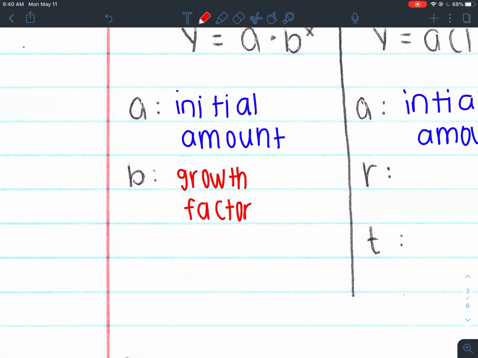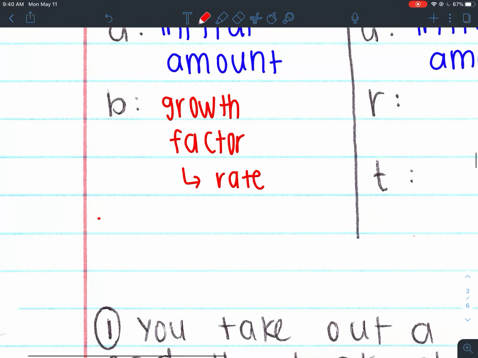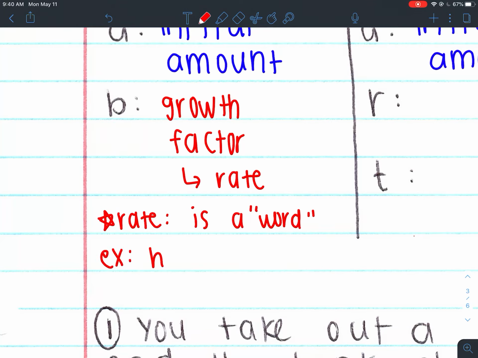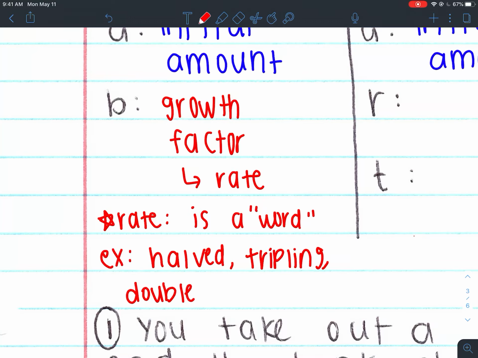When we're writing word problems, your growth factor is also known as your rate. So what does that mean for the rate? Well, your rate in the word problem is typically written as a word. And you're like, well, what does that even mean? Lots of things are words, right? What I mean by your rate as a word, examples would be it's saying that something is being halved, tripling, doubling, like doubled. So it's literally writing out the word saying it doubled or tripled or quadrupled or split into thirds. So it tells you as a word, okay?